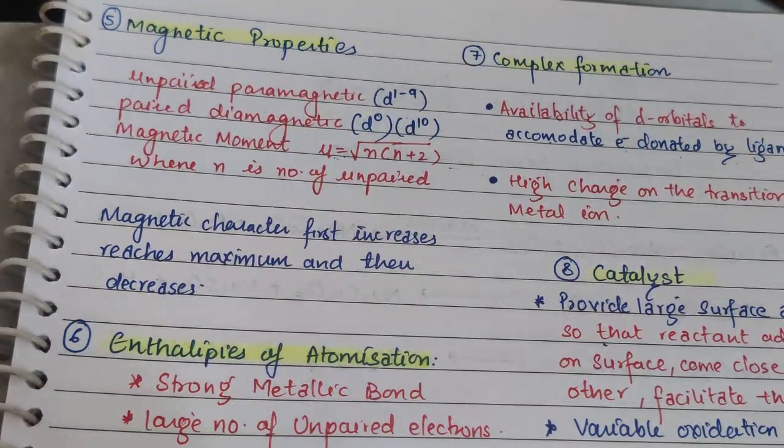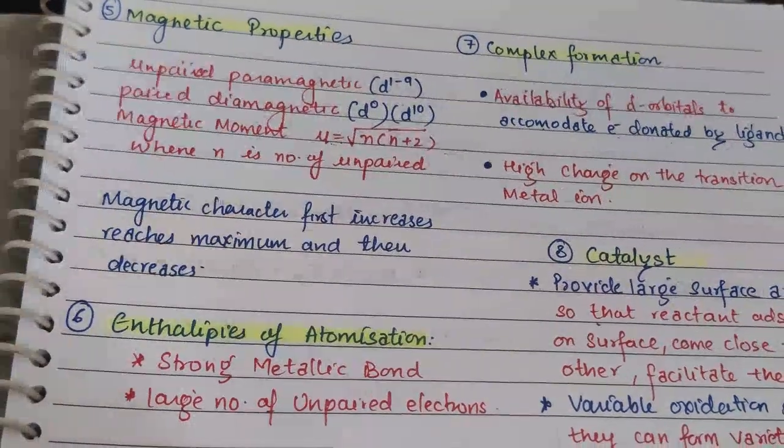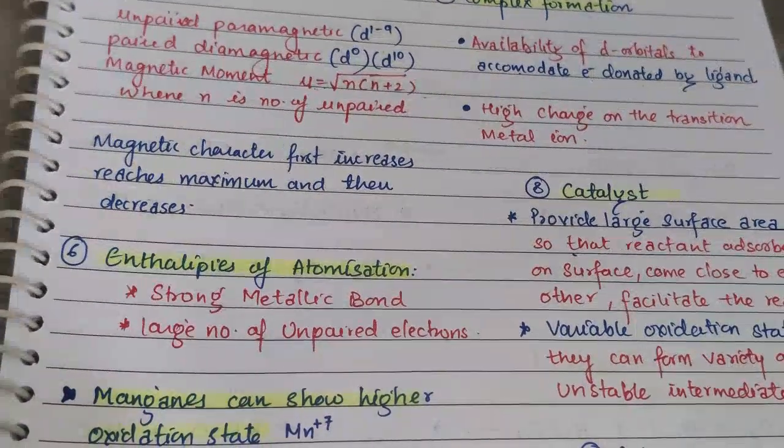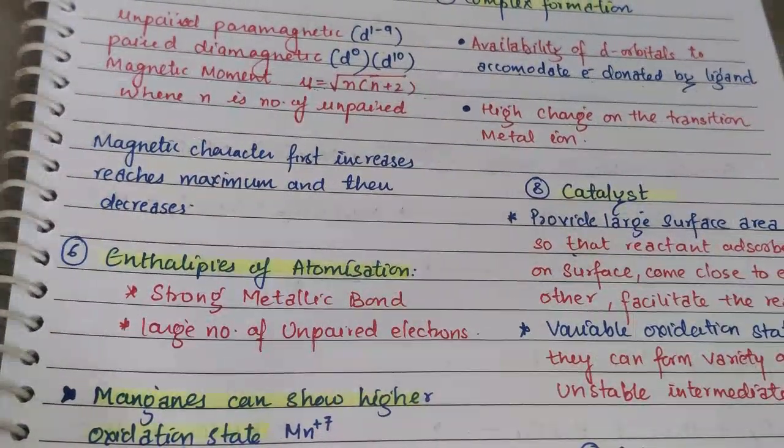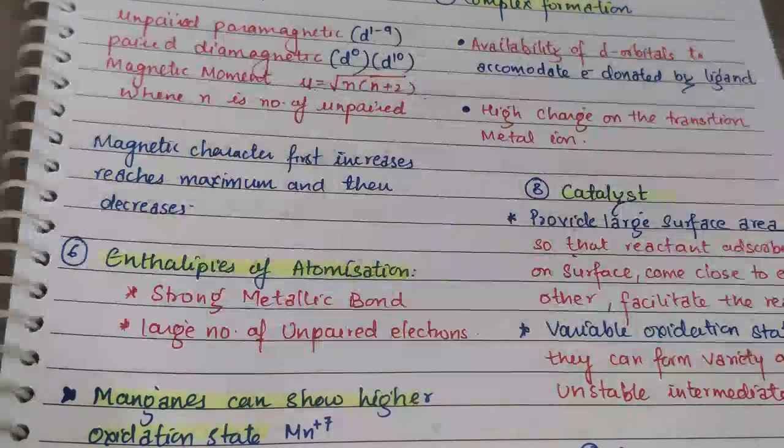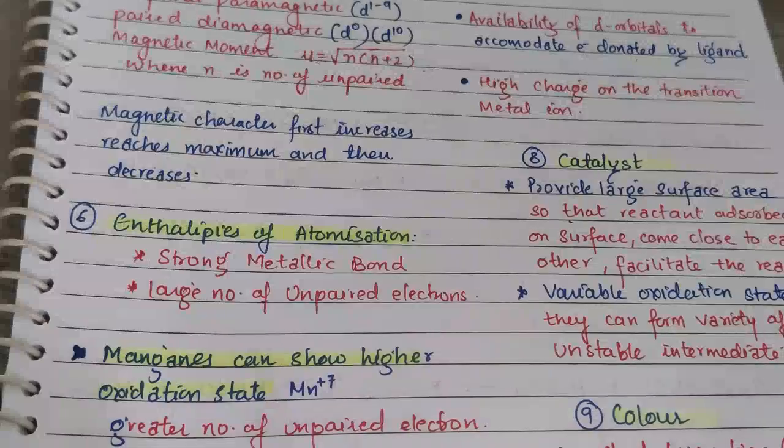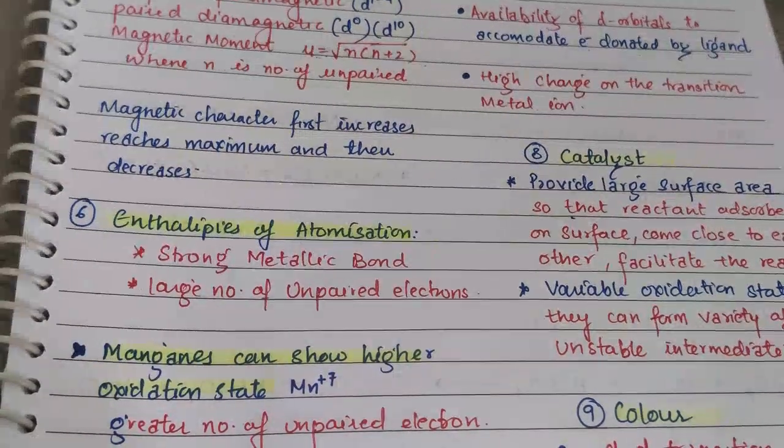Similarly, manganese can show the higher oxidation state Mn+7. Why is this so? Because it has a maximum number of unpaired electrons. It is 4s2 3d5. So when it loses all 7 electrons, it can easily form Mn+7.